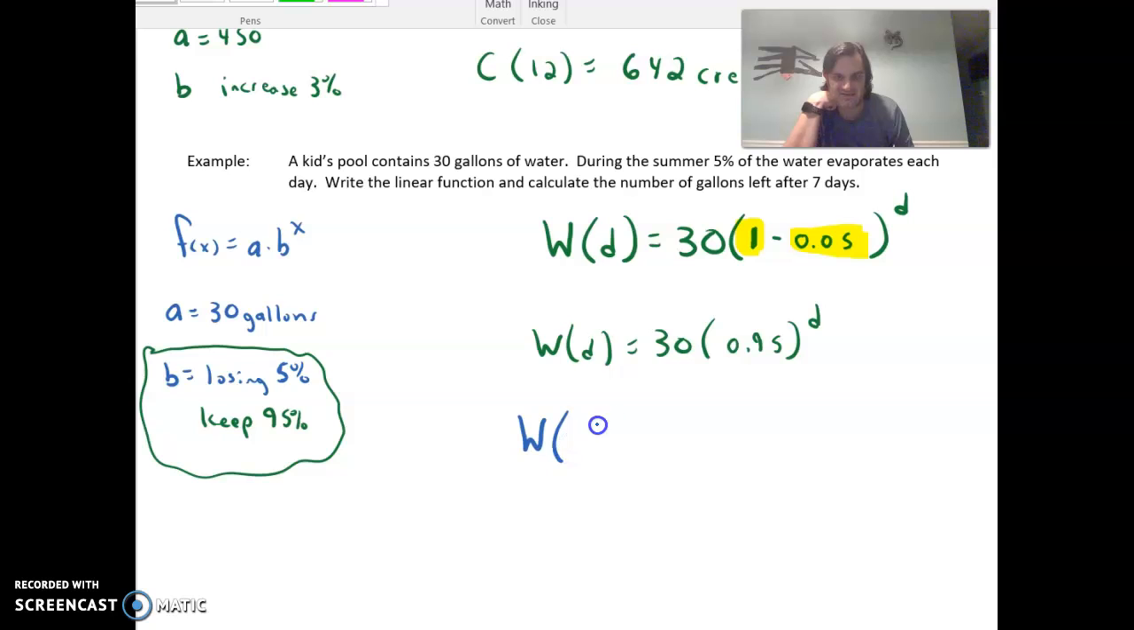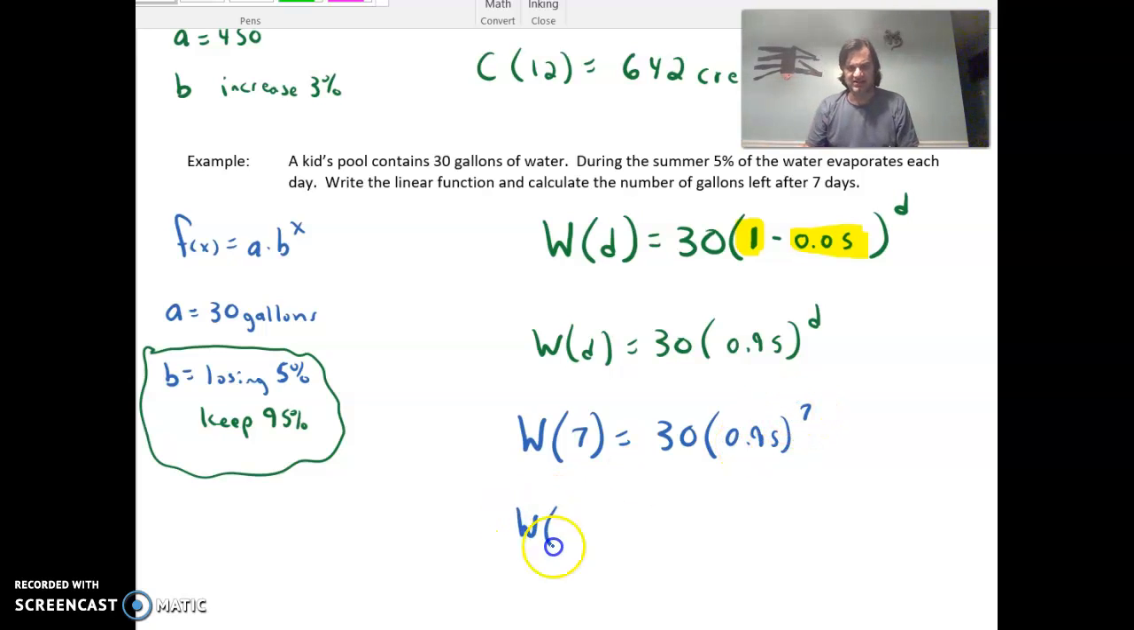And let's answer the last question here. How much will be left after 7 days? So we'll say 30 times 0.95 raised to the 7, and let's see what that will be. Calculator. I'm getting roughly 21 gallons left. So more or less we've lost 9 gallons, but we still have 21 gallons left. All right.